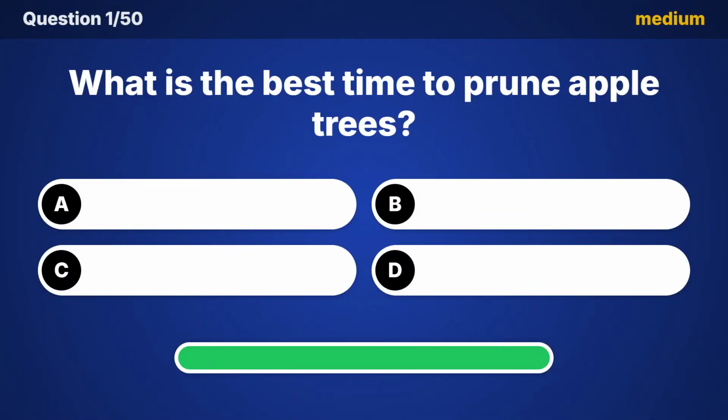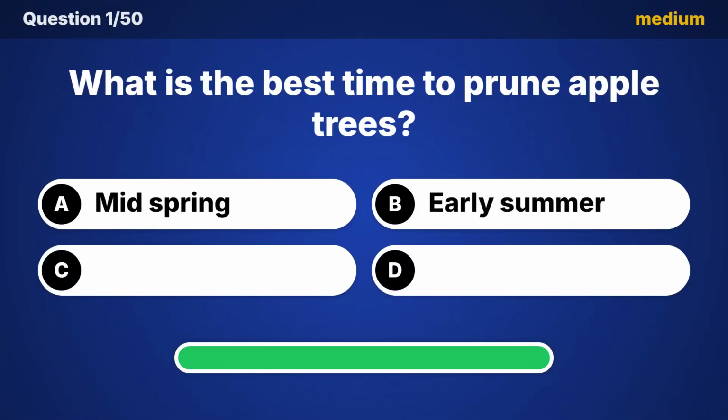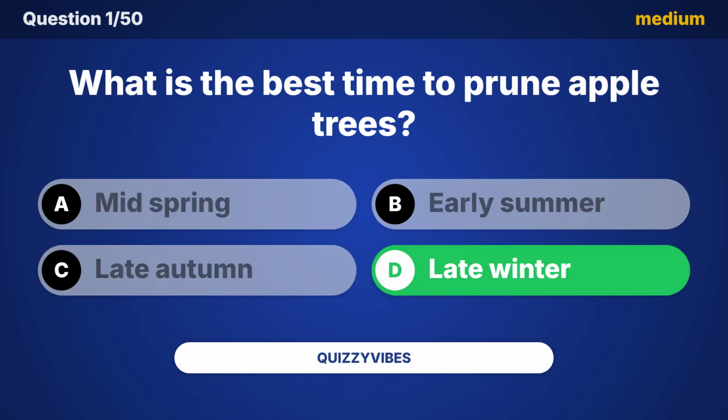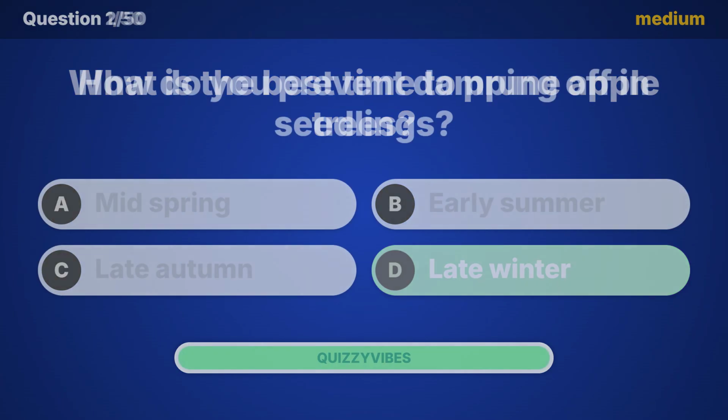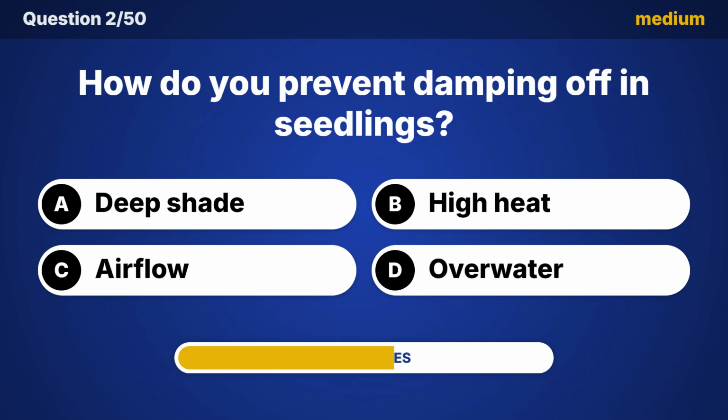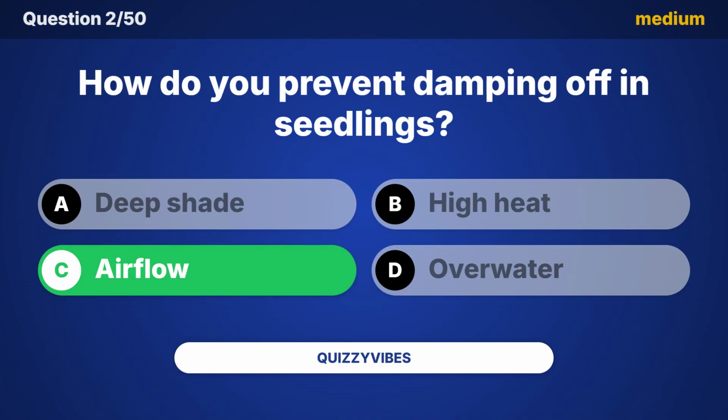What is the best time to prune apple trees? The answer is late winter. How do you prevent damping off in seedlings? The correct choice is airflow.